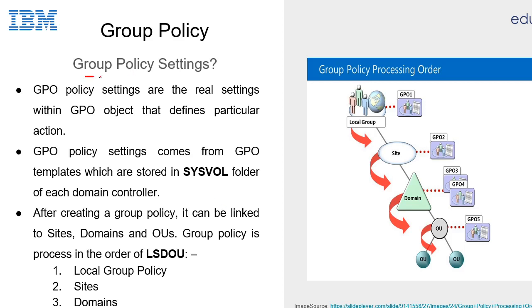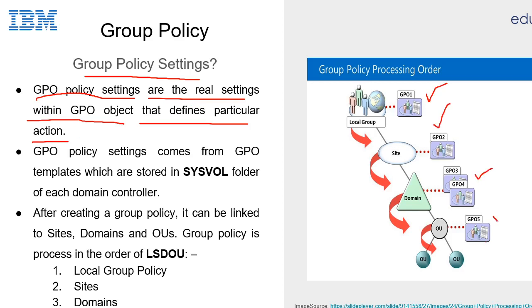First we will discuss group policy settings. Group policy object policy settings are the real settings within a group policy object that define a particular action. For example, you can see here a user profile, a site, and here the domain, and here an organization unit. These GPO objects each have particular group policy settings, and the users have group policy settings here, and here also. So each group policy object defines a particular action and contains separate group policy settings.